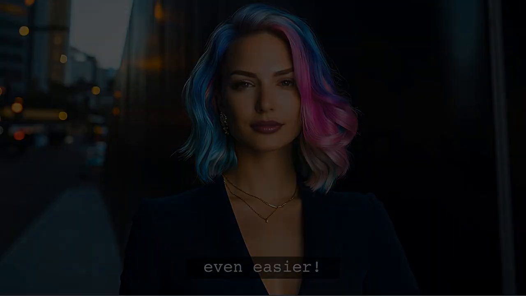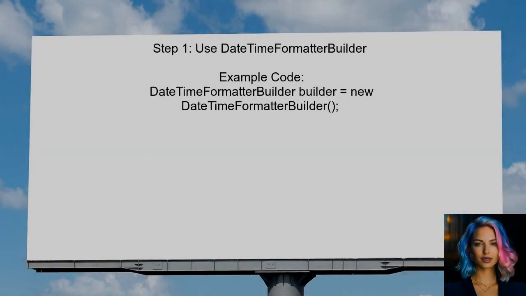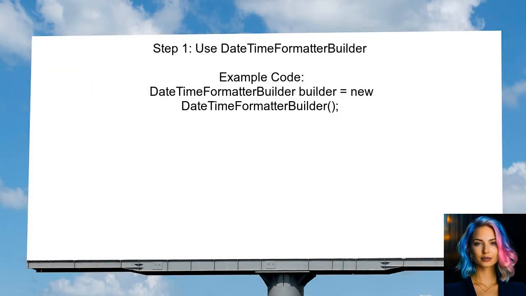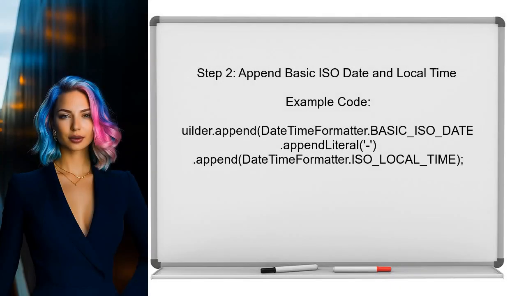To create a DateTime formatter that can parse timestamps with optional milliseconds, microseconds, or nanoseconds, the user should start by using the DateTimeFormatter builder class. Next, the user needs to append the basic ISO date format and the local time format to the builder. This will set up the structure for the timestamp.